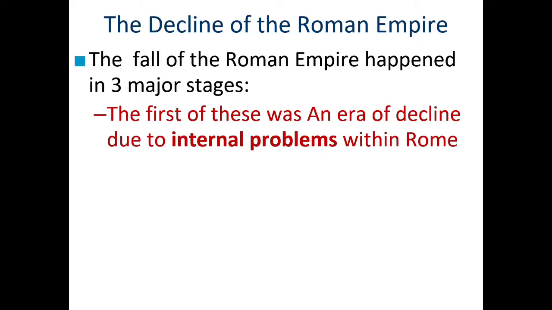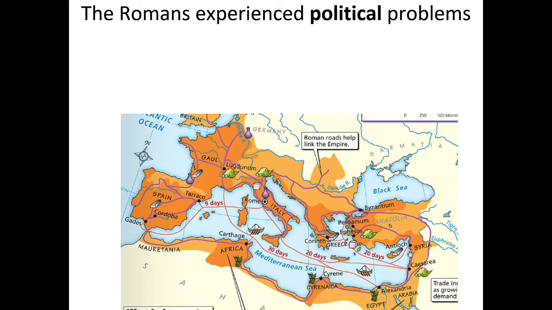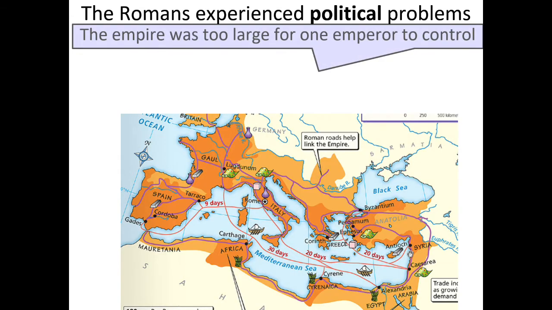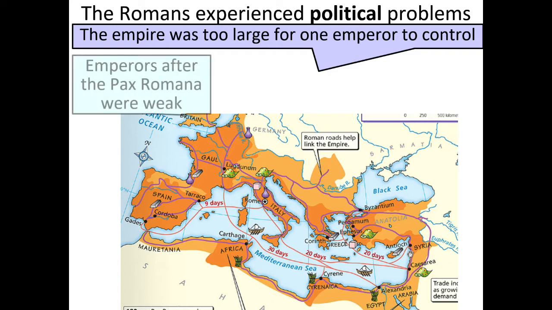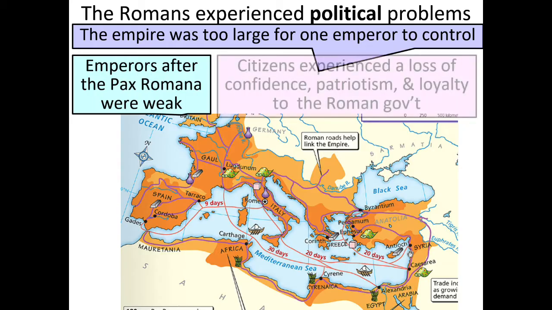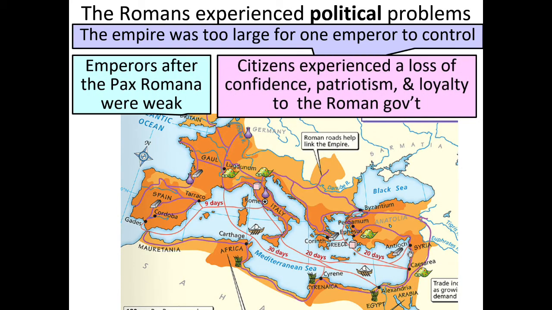The decline of the Roman Empire. The fall of the Roman Empire happened in three major stages. The first of these was an era of decline due to internal problems within Rome. Rome experienced political problems. The empire was too large for one emperor to control. The emperors after the Pax Romana were weak emperors. And citizens experienced a loss of confidence, patriotism, and loyalty to the Roman government.